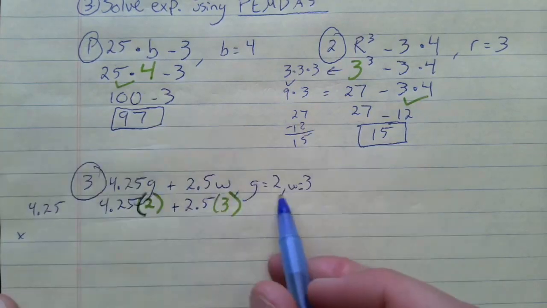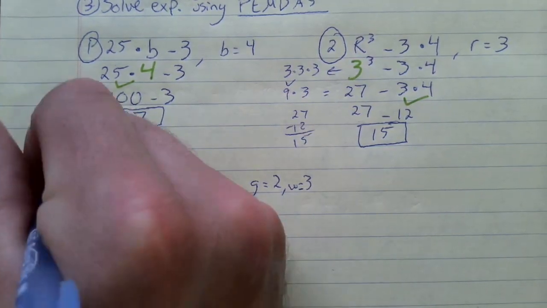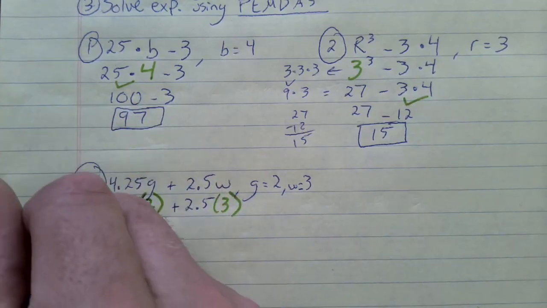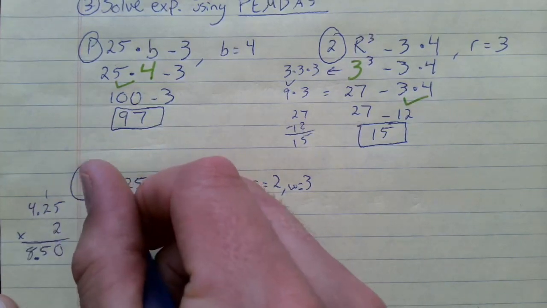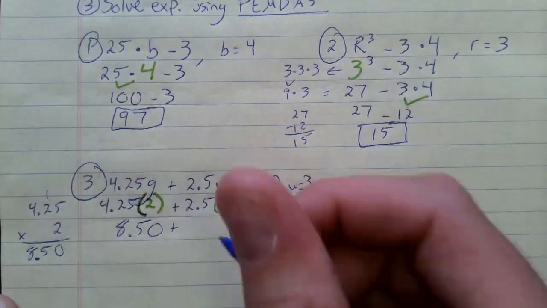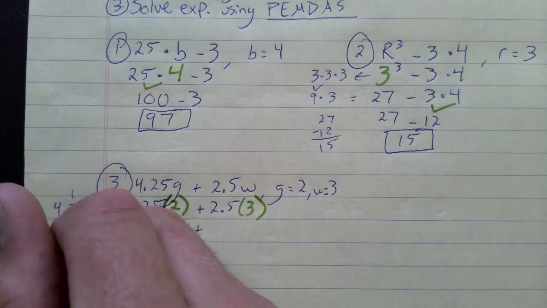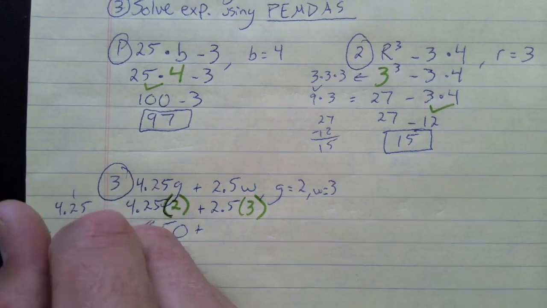4.25 times, we know G is 2. 10, regroup, that's 5 and 8. And we move our decimal 2 times. So that's 8 and 50 hundredths plus 2.5 times 3. Just go ahead and work that out off to the side. Always work out that math.